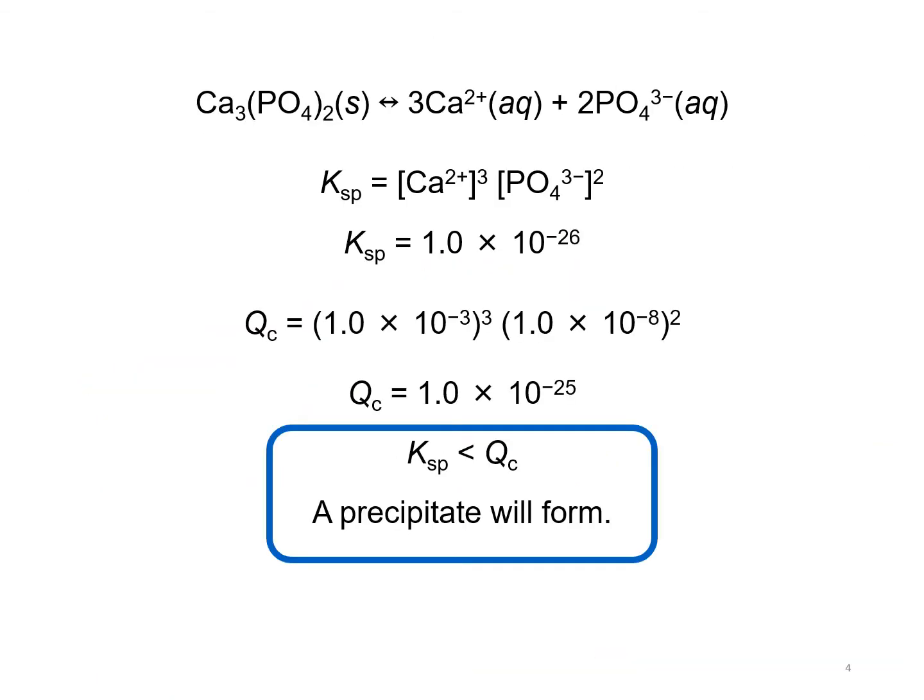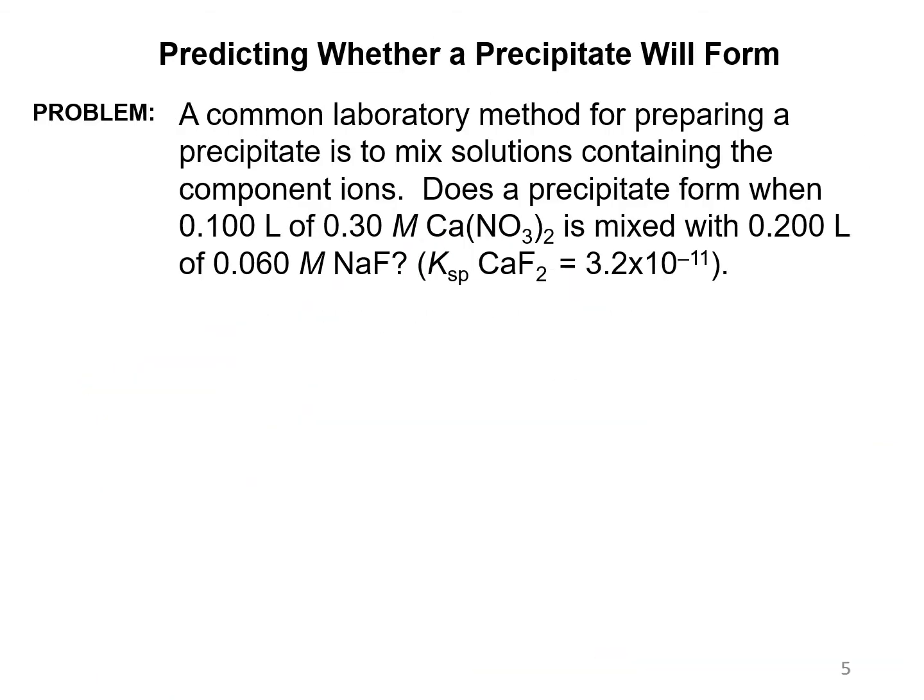Right. Let's look at another. Okay, so let's try another example. A common lab method for preparing a precipitate is to mix solutions containing the component ions. Does a precipitate form when 0.10 liters of 0.3 molar calcium nitrate is mixed with 0.200 liters of 0.06 molar sodium fluoride? KSP of calcium fluoride is given to us. So this is the other kind of question that we can get to predict if a precipitate will form or not.